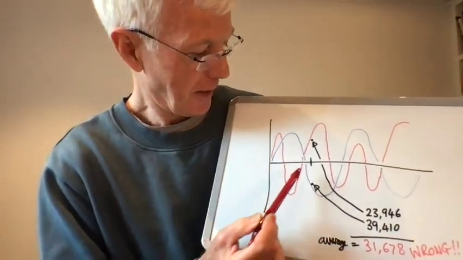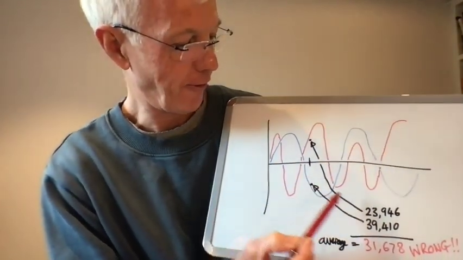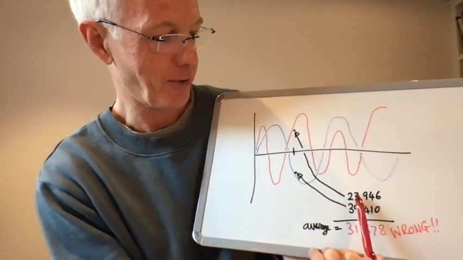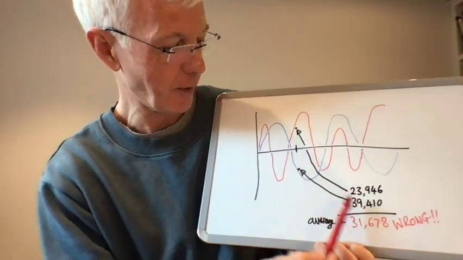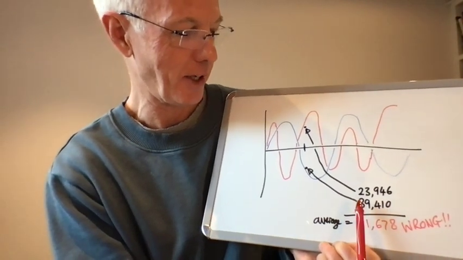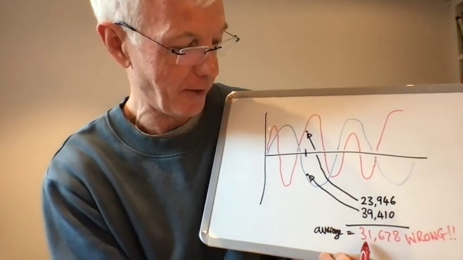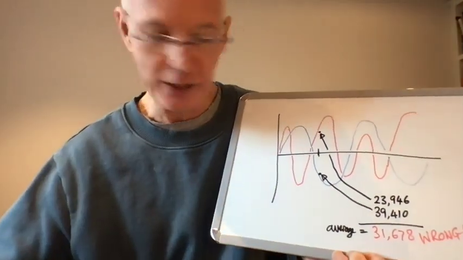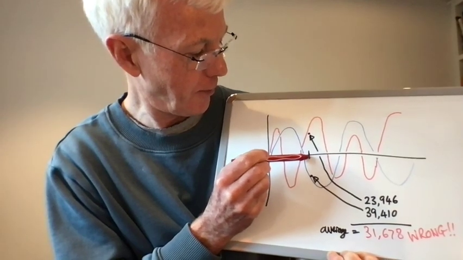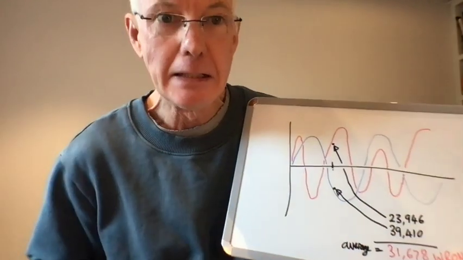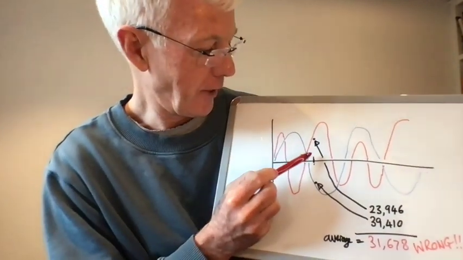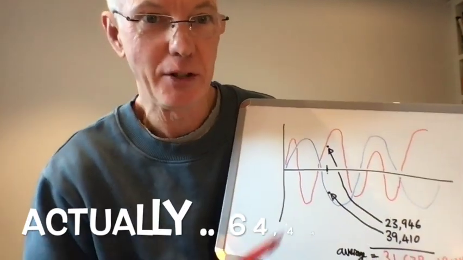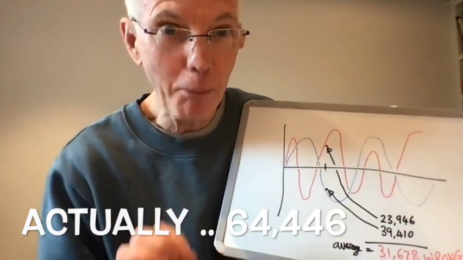So here's the challenge. I've taken a point here. One WAV file has a value of 23,946 at that point, and the other one has a value of 39,410 at that point. If you average those out, you get 31,678, which is the wrong value. What we want is something that's going to be a number about there, which is, I don't know, 62,943, or about there, which is 12-ish. You know, the maths is complicated, but I think I'm on the verge of solving it.